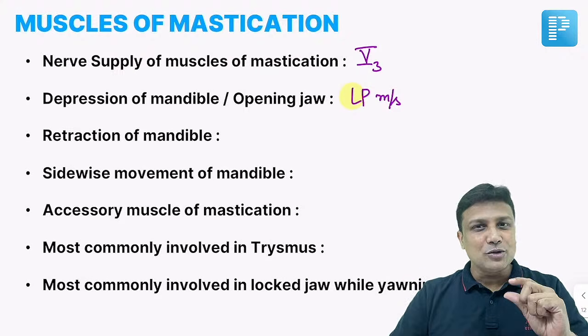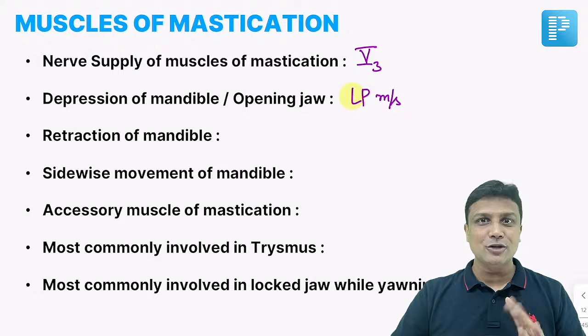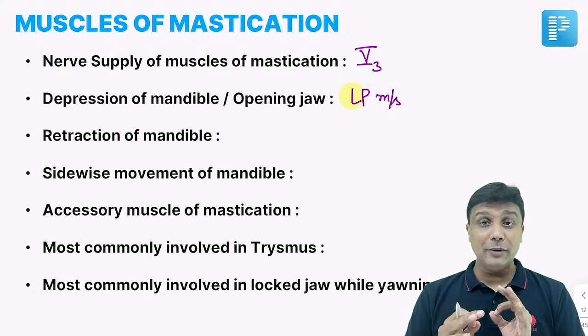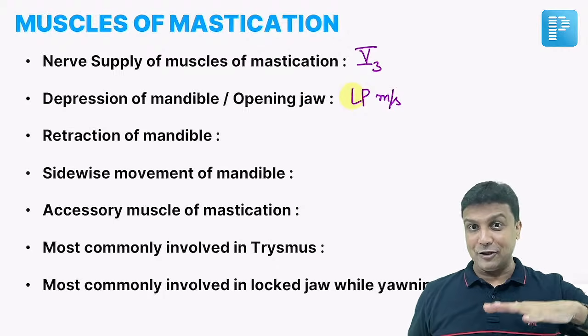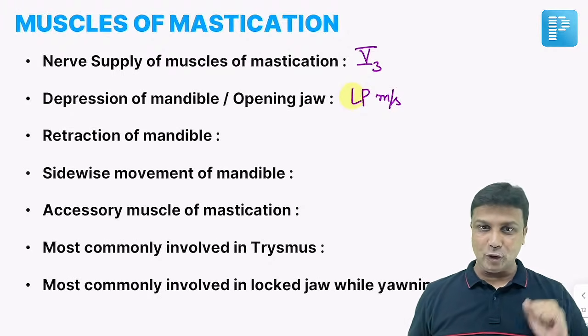In that way, you try to study smartly here, because they're asking many questions from muscles of mastication. You should be able to answer it very quickly. So remember, only one muscle is required for depression of the mandible, whereas elevation is done by the remaining three of them.